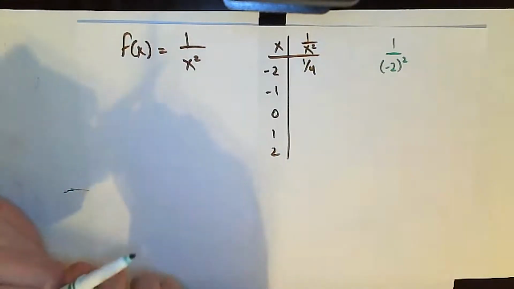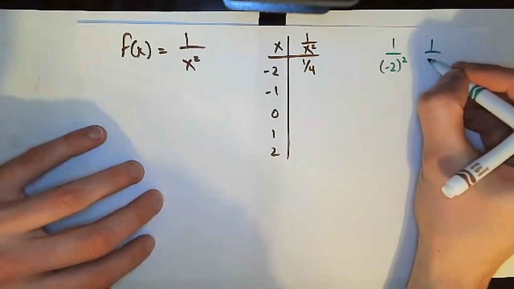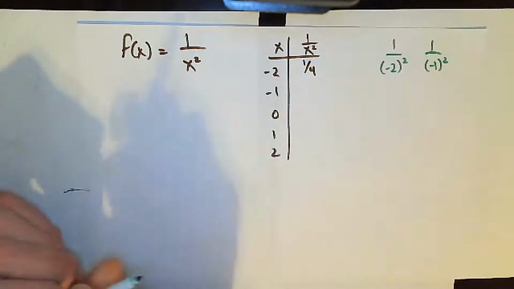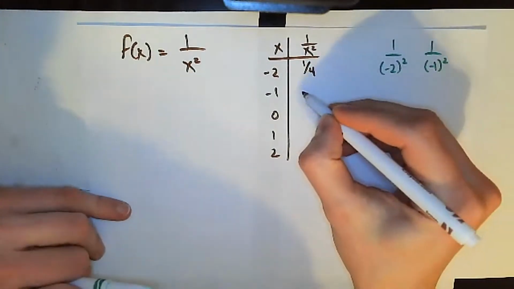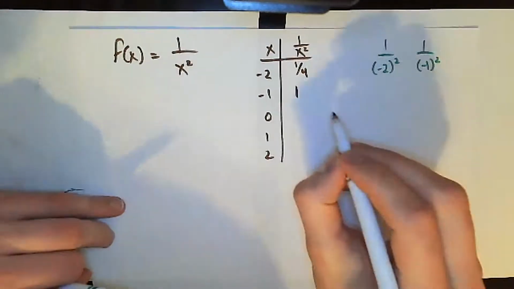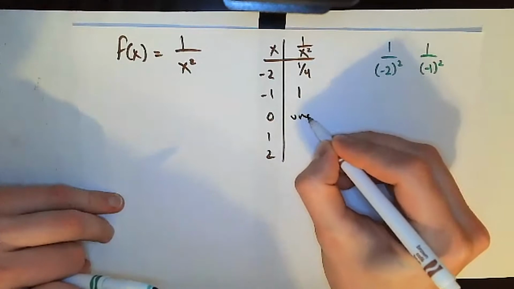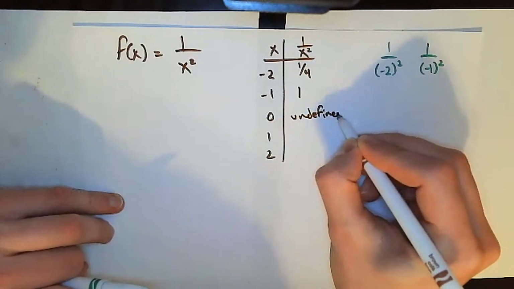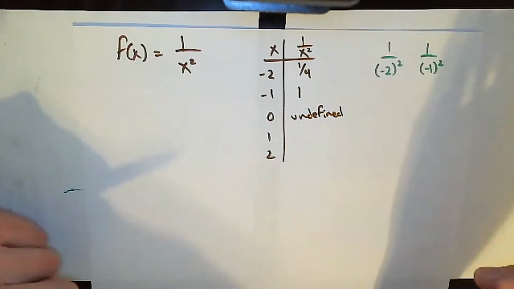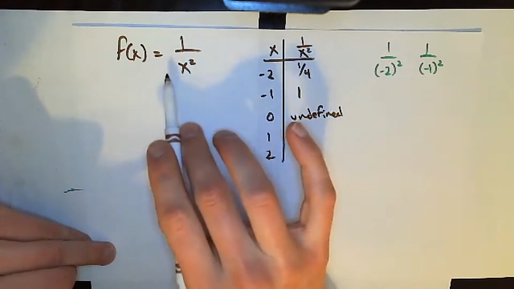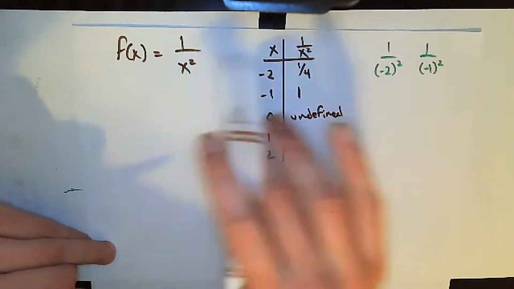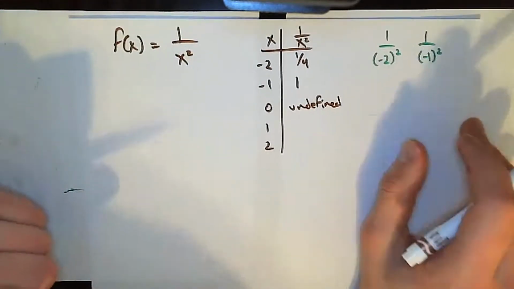Okay. 1 over (-1) squared. -1 times -1 is 1. So this, long story short, just gives a 1. 1 over 0 squared, well, that's undefined. All of these reciprocal functions are going to be undefined at 0, unless you've messed around with the bottom and scooted it around, but we'll talk about that later.